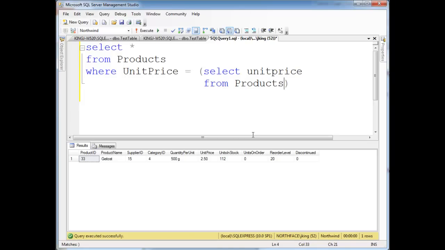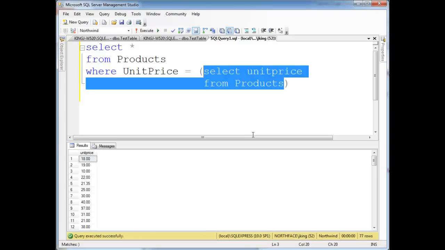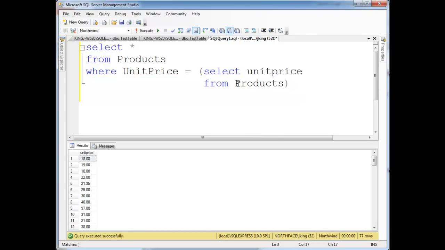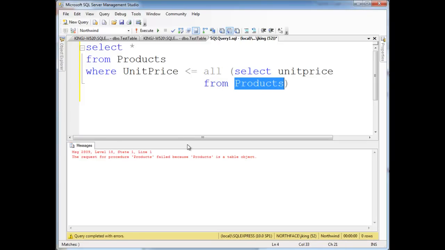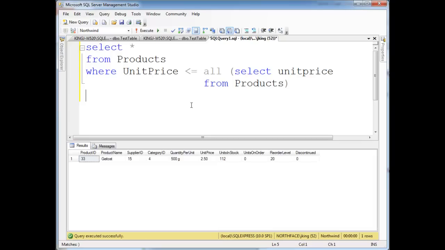Let's select all the unit prices from products here. So there's all the unit prices. And I want to find where the unit price is less than or equal to all of the unit prices in the products table. There's only going to be one product whose unit price is less than or equal to all the unit prices in the products table, unless there's more than one product with a unit price of 2.50. So that's the use of ALL there.